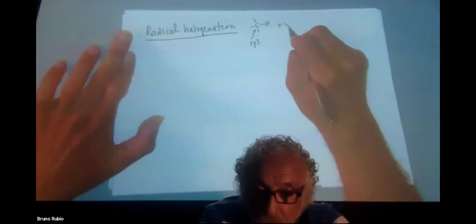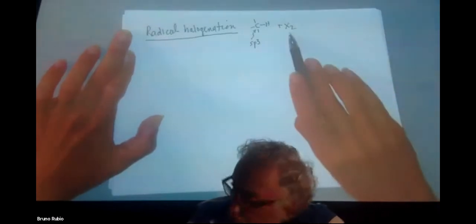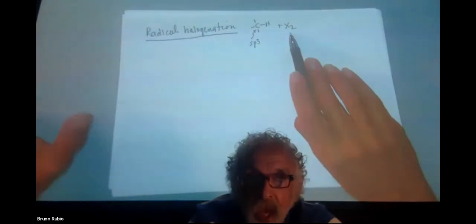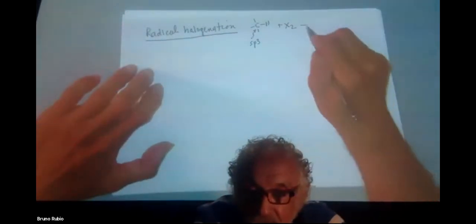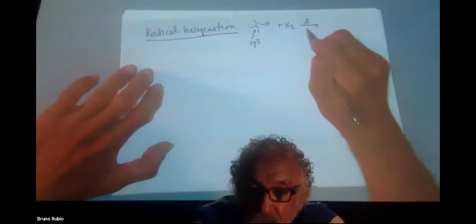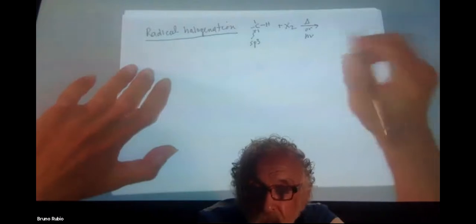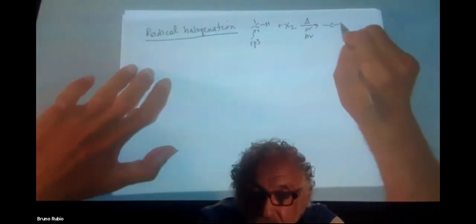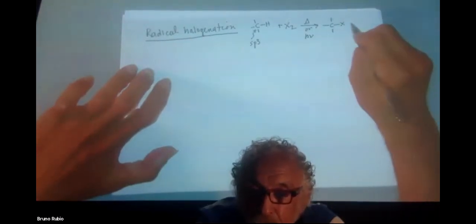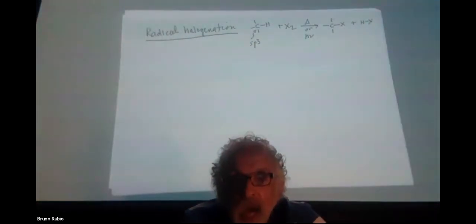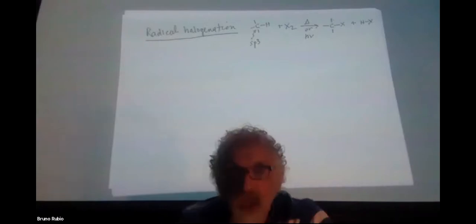A CH bond reacts with molecular halogen, right? And in principle, this could be F2, Cl2, Br2, or I2, but it's never going to be F2 and it's never going to be I2. So we're just going to be looking at Br2 and Cl2. And we have heat or light, right? H nu, that's the symbol for light. That's the Planck relation. And what happens is the carbon-hydrogen bond is replaced by a carbon halogen bond. So that's the radical halogenation.